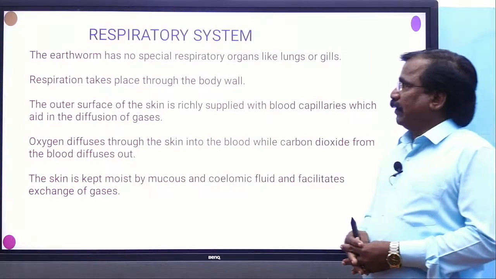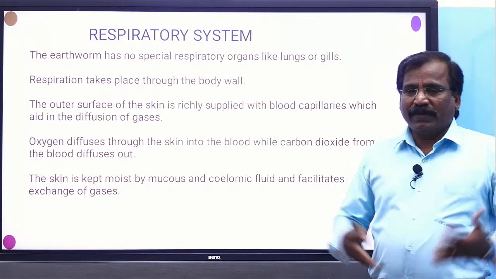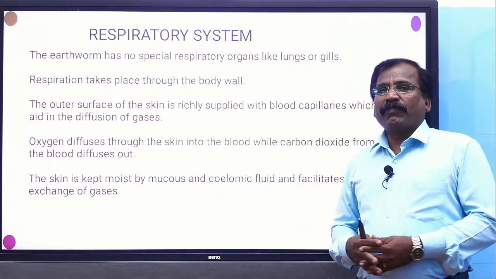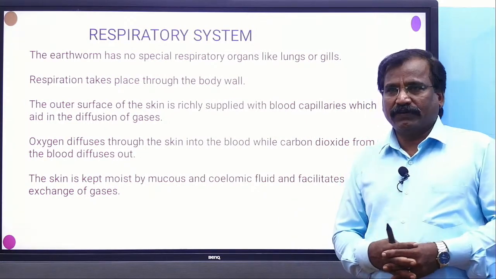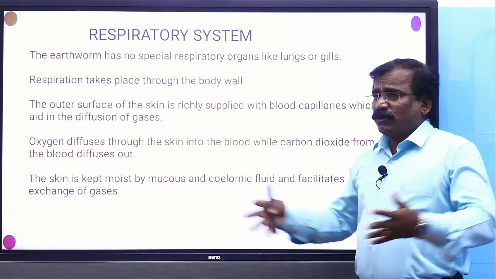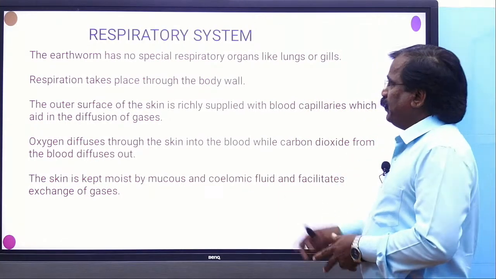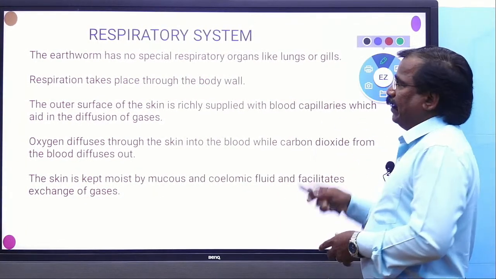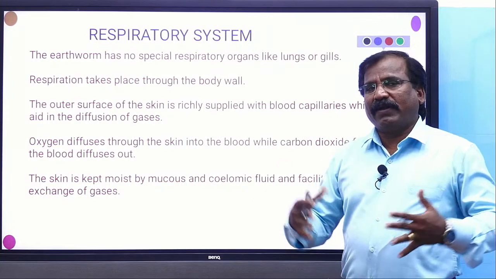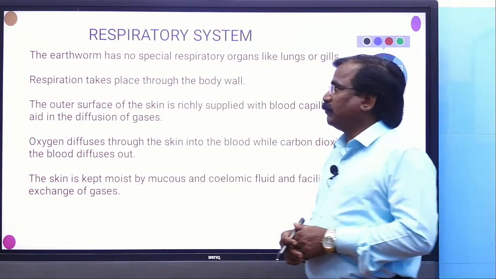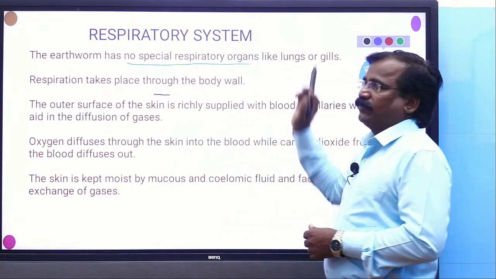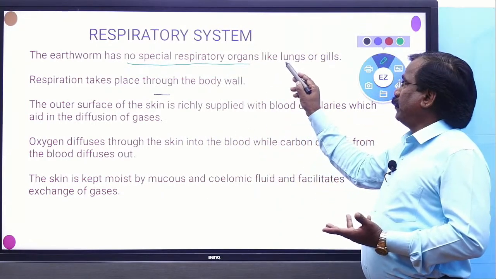The first is the respiratory system. Do you know what respiration is? In the earthworm, how is the respiratory system arranged? What is the structure? In the earthworm, there are no special respiratory organs like gills or lungs. It is simpler, not highly complex like human beings. This is important: no special respiratory organs, like lungs or gills.